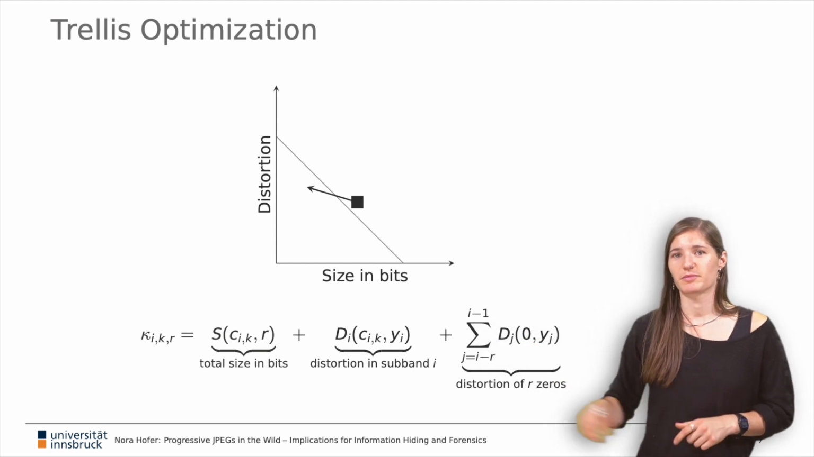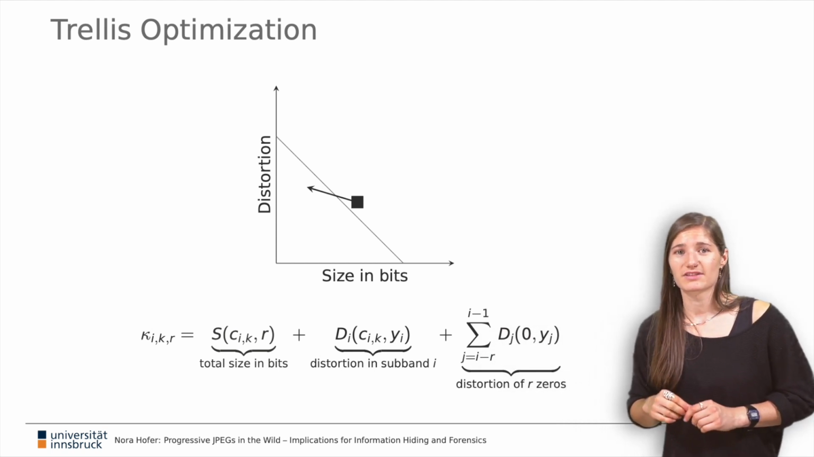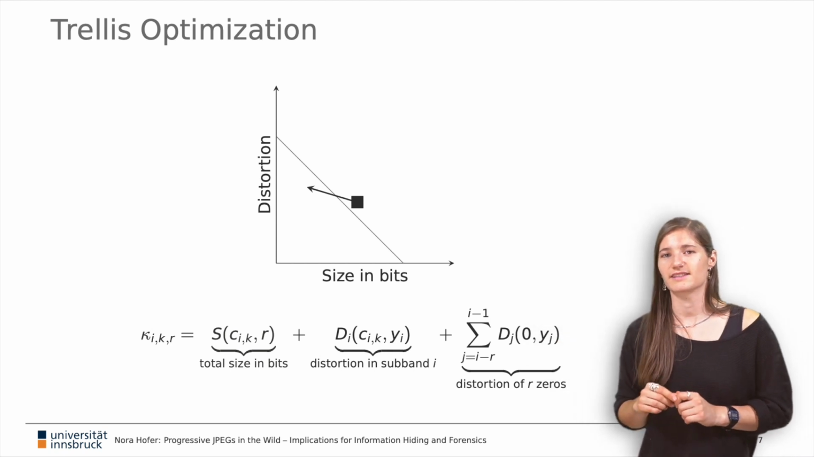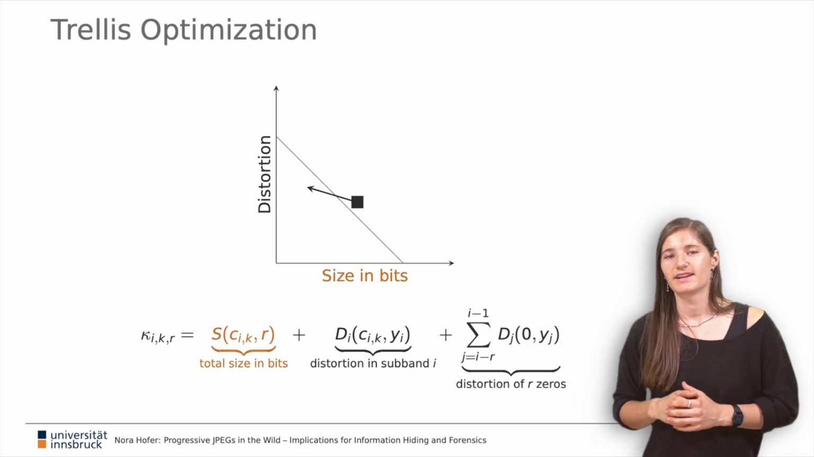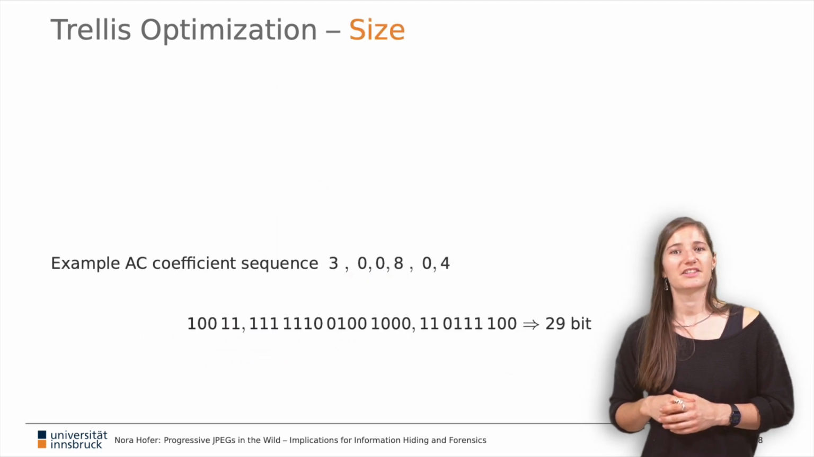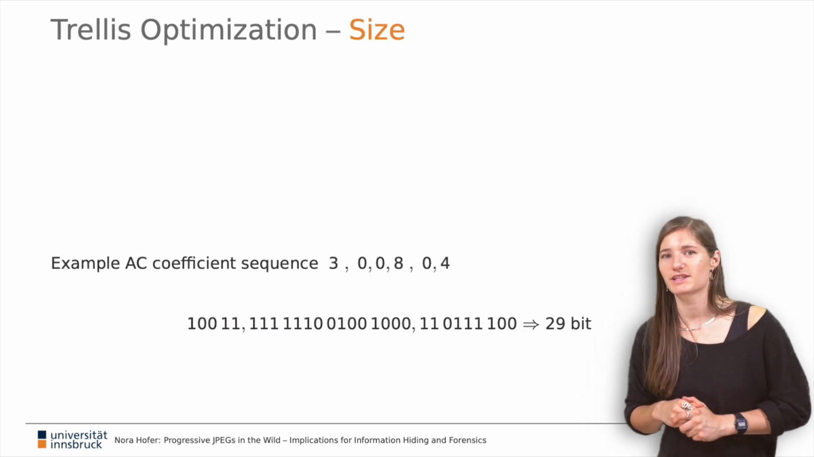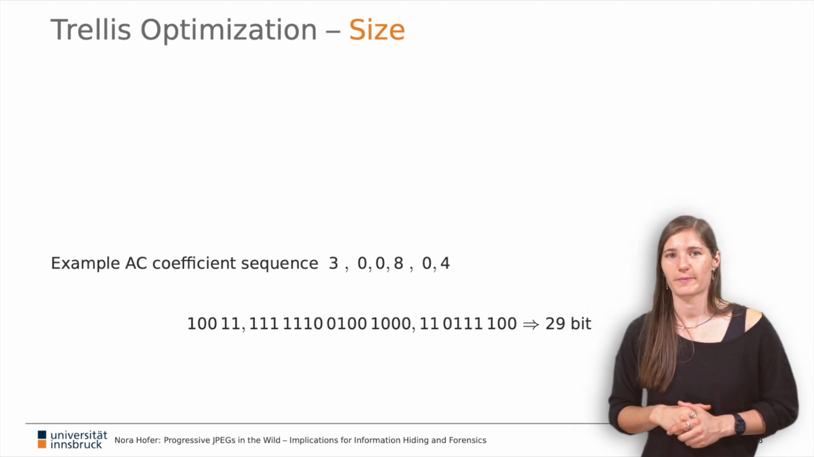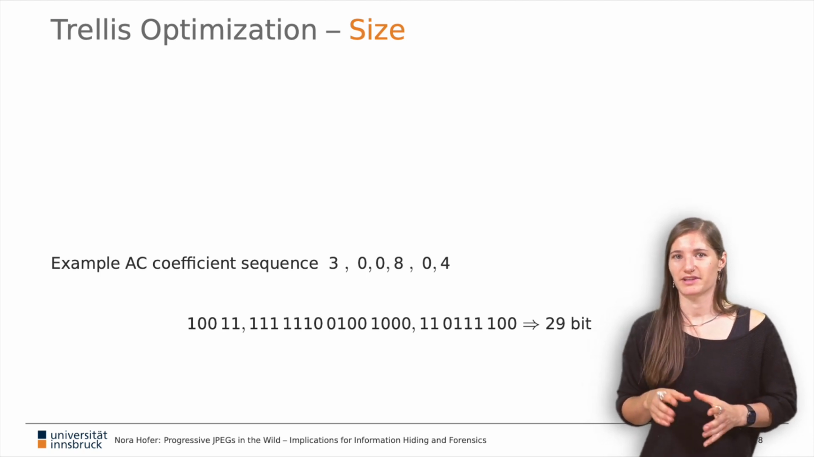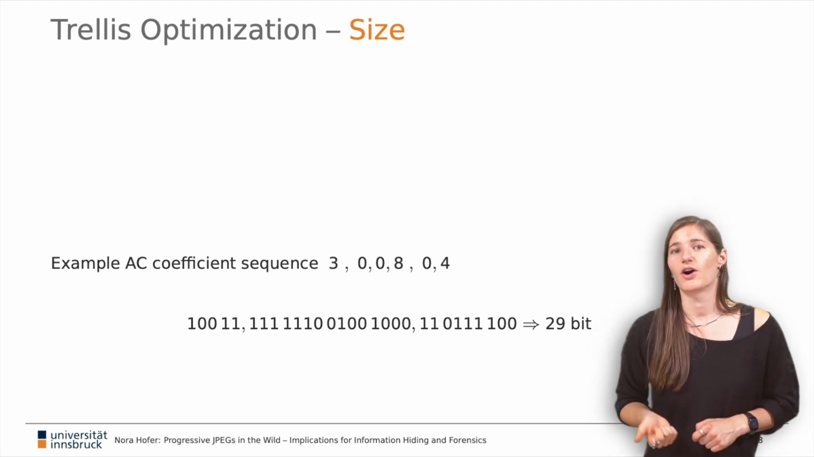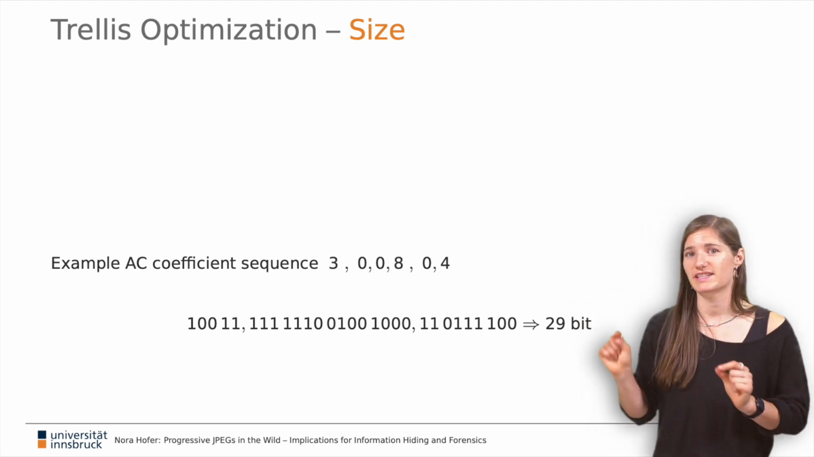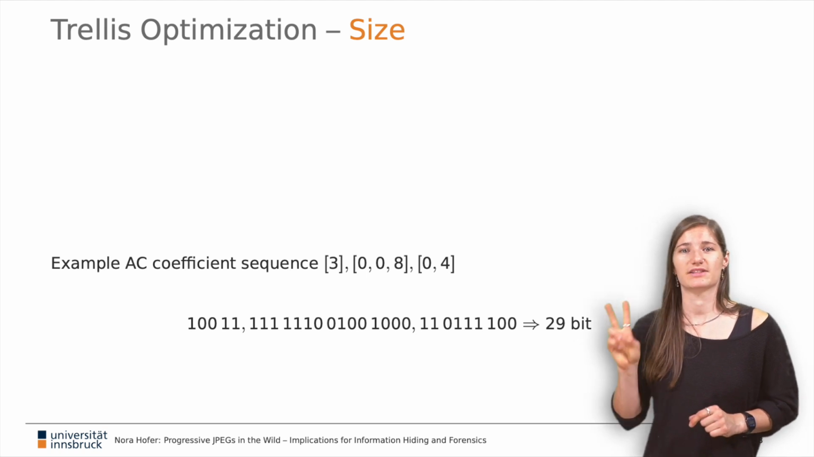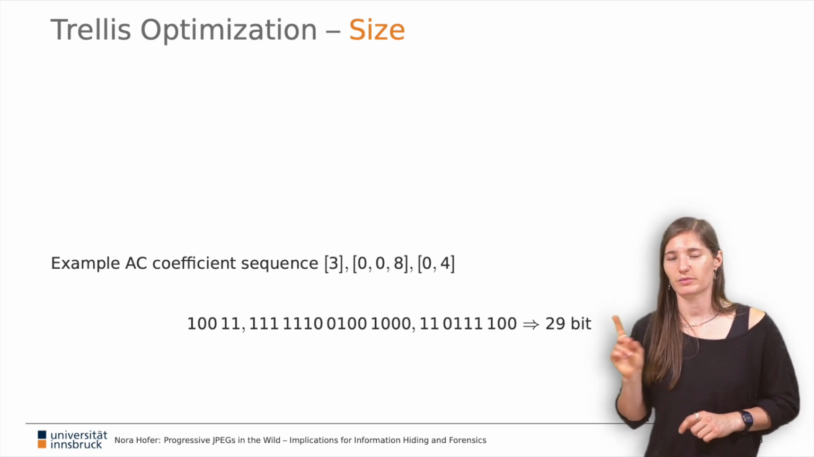This is done by the optimization of this cost function, which accounts for the size in bits needed to encode a coefficient plus the distortion that is introduced by the quantization. Let's look at the size. Assume we want to encode the following sequence of quantized DCT coefficients: 3, 0, 0, 8, 0, 4. There are two things to keep in mind while generating the bit stream. First, only non-zero coefficients plus the number of preceding zeros are encoded. In our example, we will encode the 3, the 8 plus 2 preceding zeros, and the 4 plus 1 preceding zero.